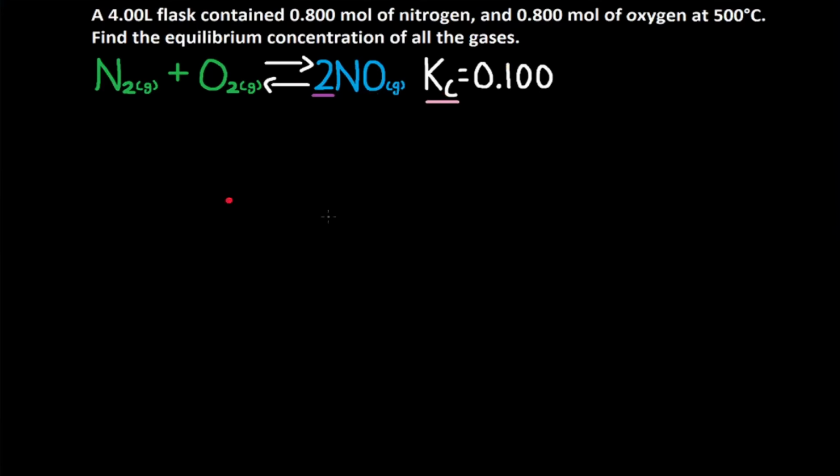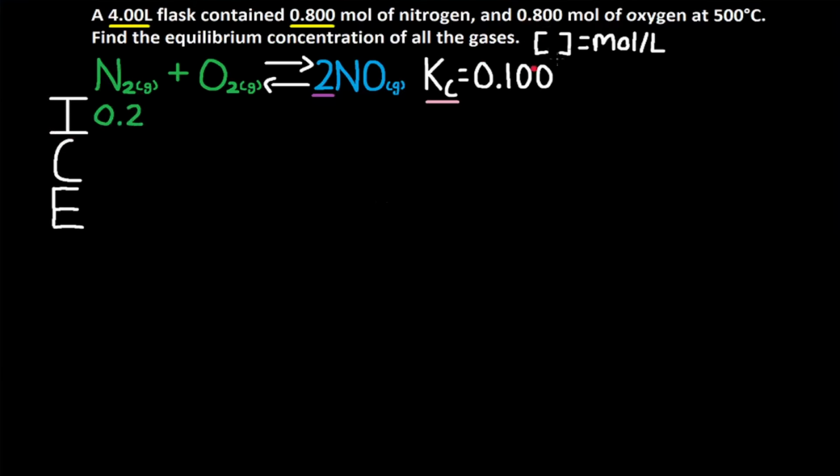Let's tackle this next problem. A 4-liter flask contains 0.800 moles of nitrogen. Contained means it was at an initial, so that means we need an ICE table. Remember that concentration is equal to moles divided by liters, so we have 0.800 divided by 4 liters, and this will get us the initial concentration of N2, which is 0.2.